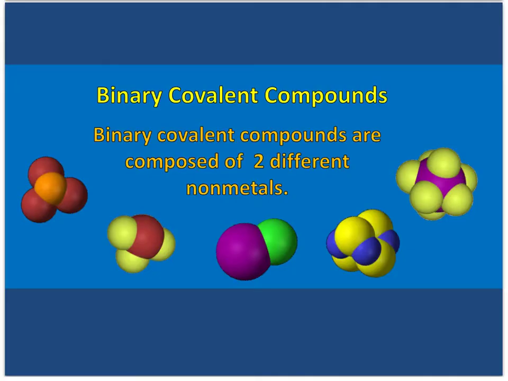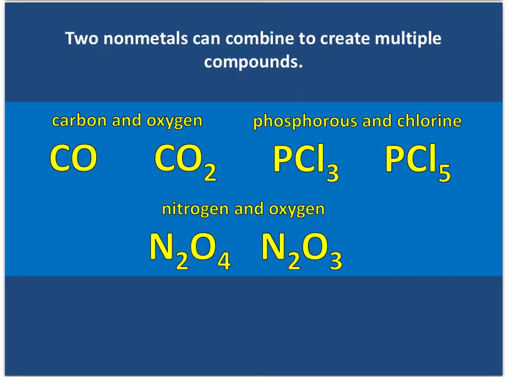Alright, the prefix binary means 2, so binary covalent compounds are those that are composed of 2 different nonmetals. And it has to be different because if they're the same, then they would be considered a diatomic molecule. Now, 2 nonmetals can combine to create multiple compounds. That is, the same nonmetals can combine to produce different compounds.